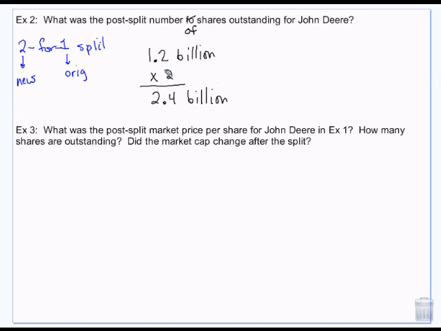Now, the reason I could do this without having to write out all the zeros is because I'm multiplying by a small number, 2, 3, 4. The reason I had to put all the zeros in before was because I was multiplying by 87.68, which has decimals, and so you have to be able to account for that, but this is fine. So now there are 2.4 billion shares post-split.